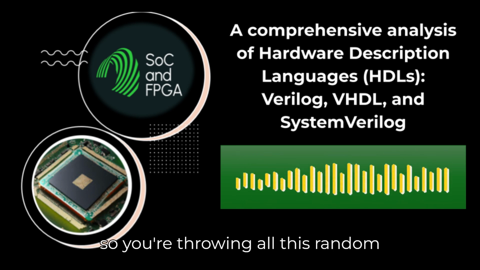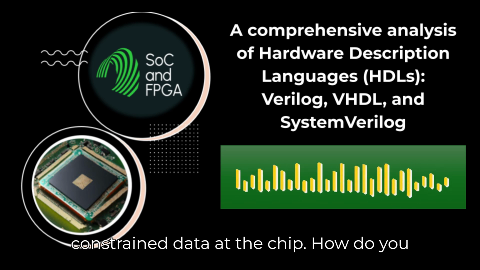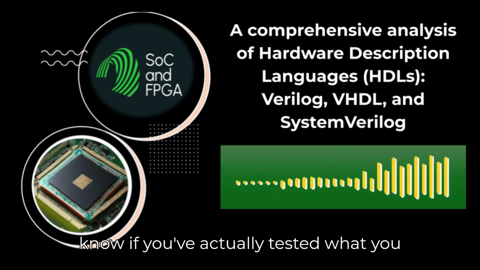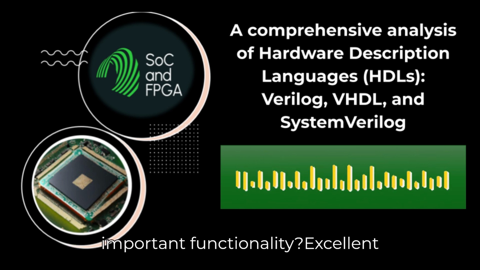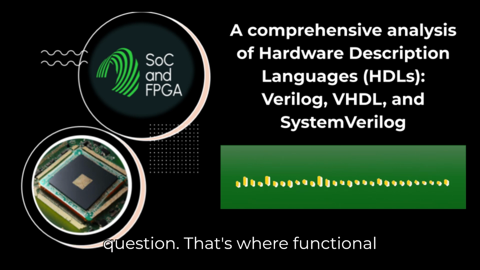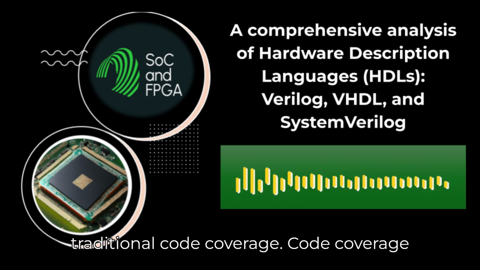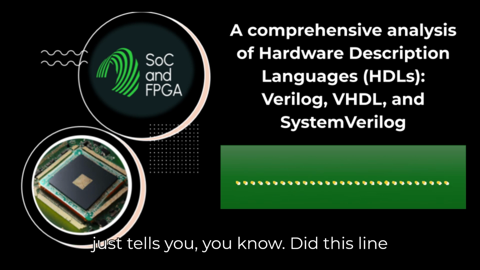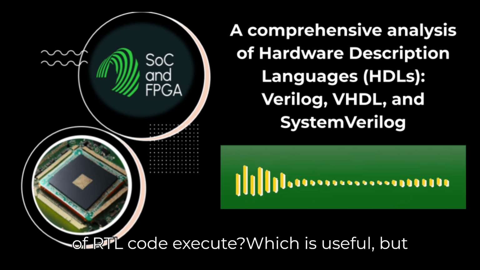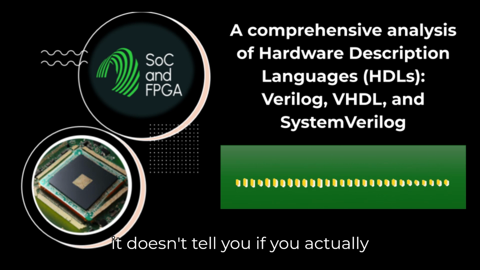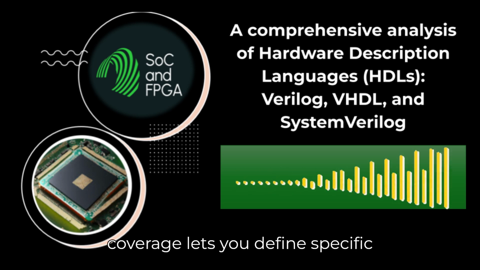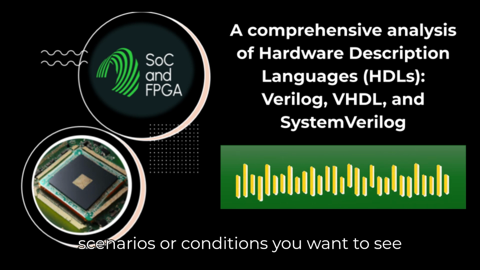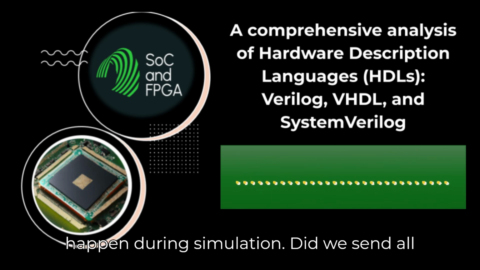Okay, so you're throwing all this random constrained data at the chip. How do you know if you've actually tested what you intended to test? Have you covered all the important functionality? Excellent question. That's where functional coverage comes in. It's different from traditional code coverage. Code coverage just tells you, did this line of RTL code execute? Which is useful. But it doesn't tell you if you actually tested the intended behavior. Functional coverage lets you define specific scenarios or conditions you want to see happen during simulation.